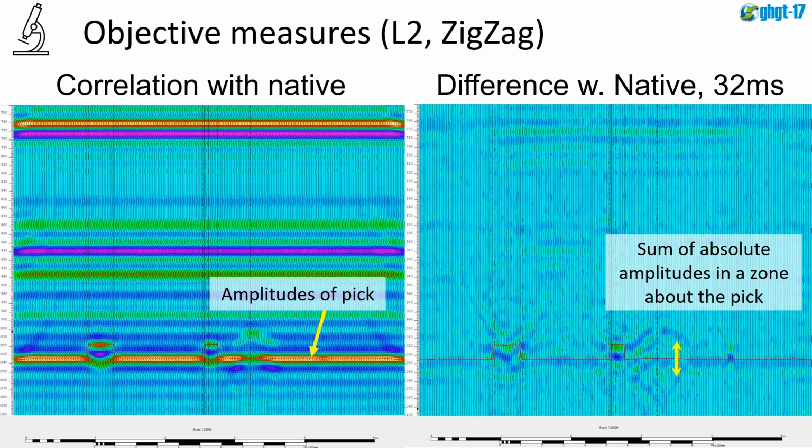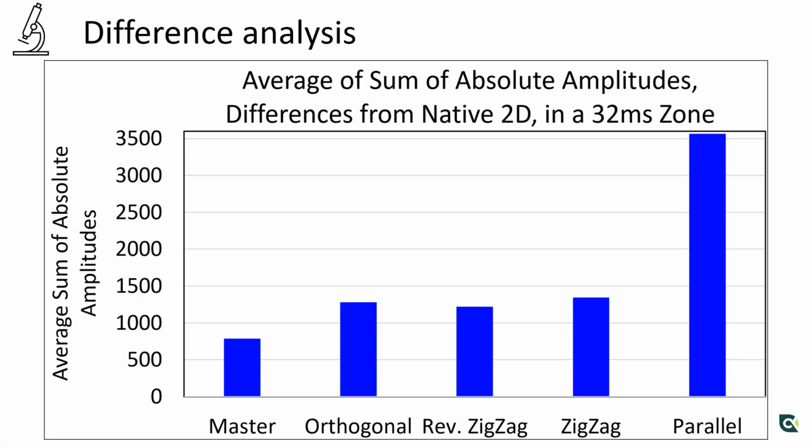So that's one objective measure. Another measure is we can look at all these difference plots that we've been observing. For each difference plot, we can take a window, we'll call it a 32 millisecond window centered on the Precambrian pick, and we'll take the sum of absolute amplitudes in a zone about that pick, and we'll just average them for the lines. So why don't we start with that?